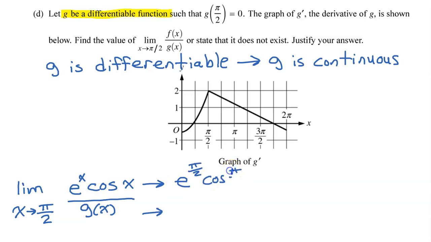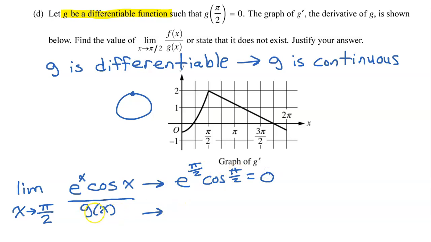So doing direct substitution in the numerator, we get e to the pi over 2 power times the cosine of pi over 2. The cosine of pi over 2 is 0. It's the x value at the top of the unit circle. And then 0 times e to the pi over 2 power is 0. So this is equal to 0.